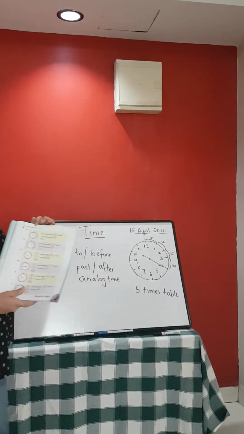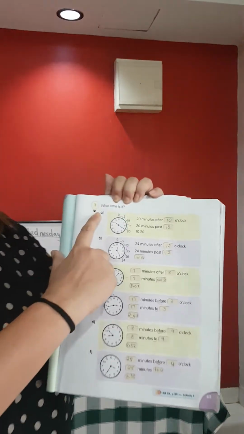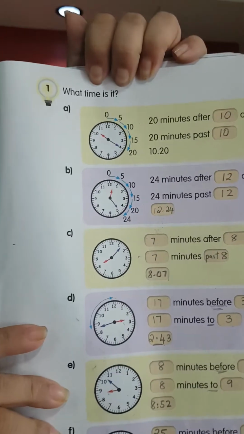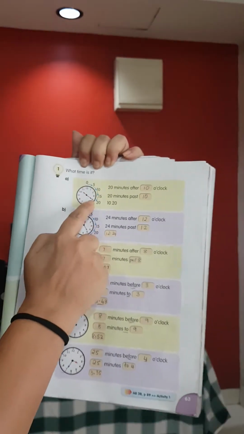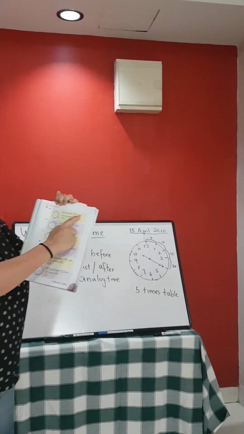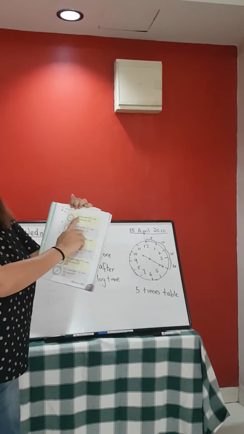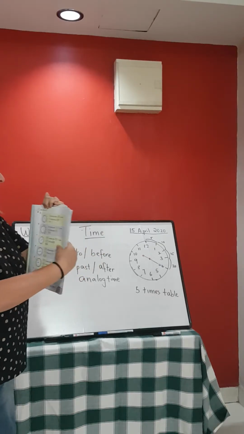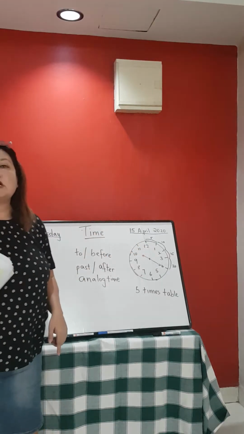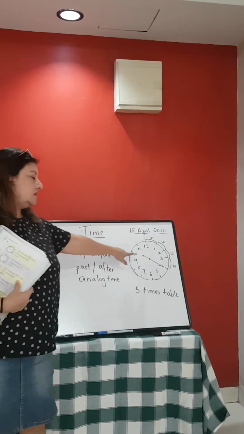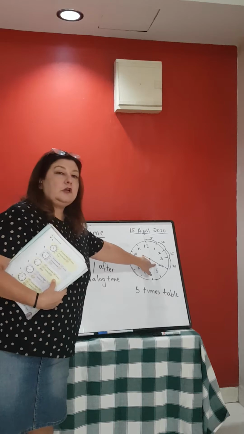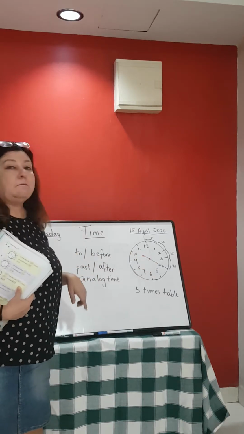I'm going to do question number 1A. Please look at the clock closely. It says there, 20 minutes after what o'clock? I have drawn the clock with the hands. Now remember, in the clock there are two hands. One is the short hand which shows the hours, and the second is the long hand which shows the minutes.